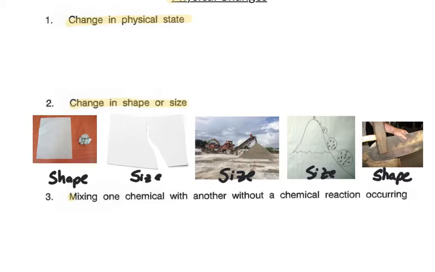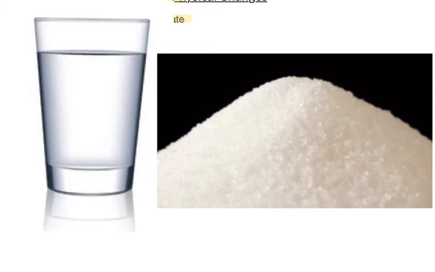Number three is if I mix one chemical with another without a chemical reaction occurring. I believe this one is the hardest one to figure out because it's hard to tell did a chemical reaction occur or not. But I want you to think about some of the things that you do. So let's take sugar and water. You know that water looks a certain way. It's clear, it's colorless, it's a liquid.